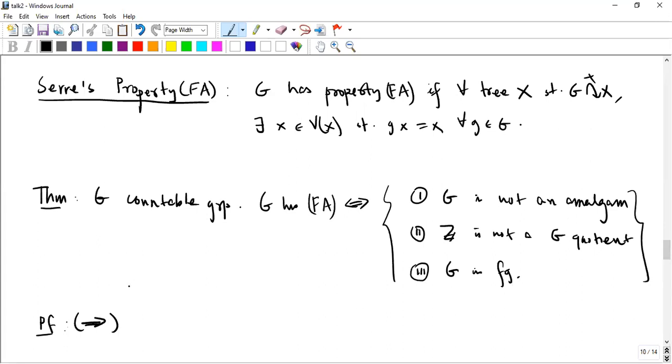Yeah, so okay, so maybe someone can tell me the answer. So if G has property FA, can one of you tell me if it's clear that G is not an amalgam? How should I start even thinking about it? Just feel free to say something. You don't have to be correct.